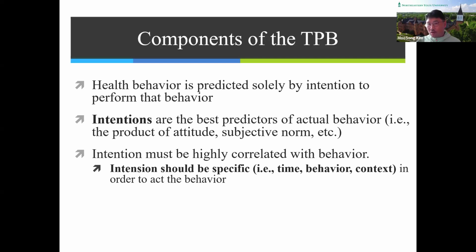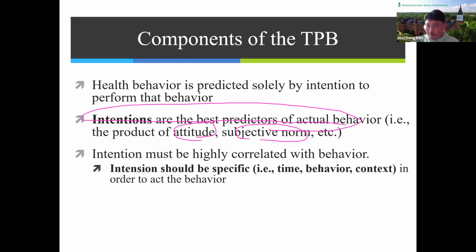Okay, so let's talk about the key point of the theory of planned behavior, which is intentions. Intentions are the best predictor of actual behavior, according to the theory of planned behavior. These intentions are actually influenced by three components: attitude, subjective norm, and perceived behavioral control. We're going to talk about this in the next slide.